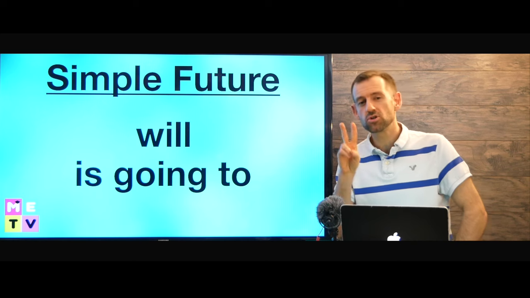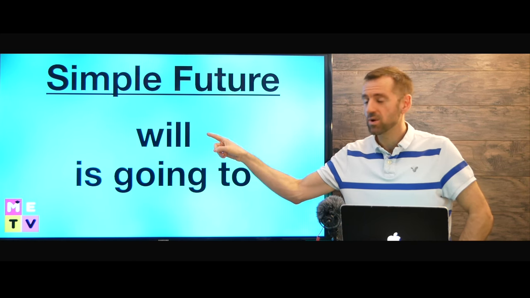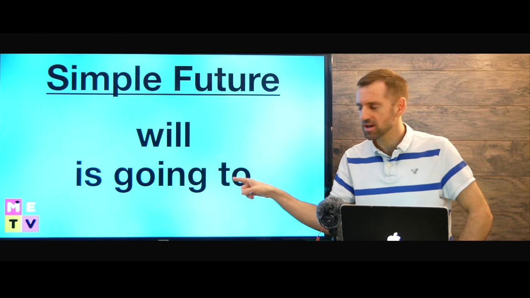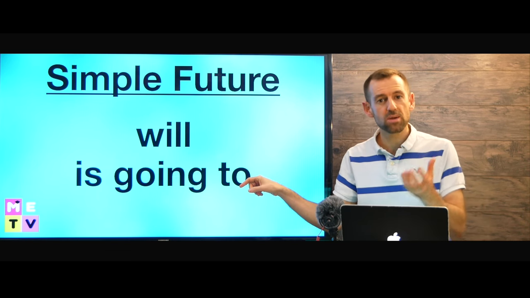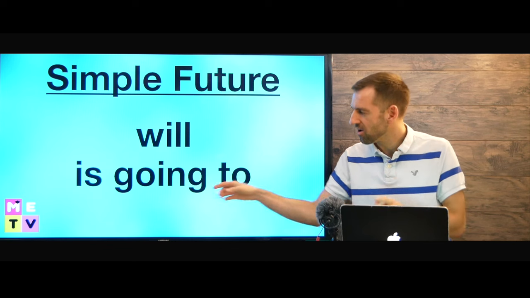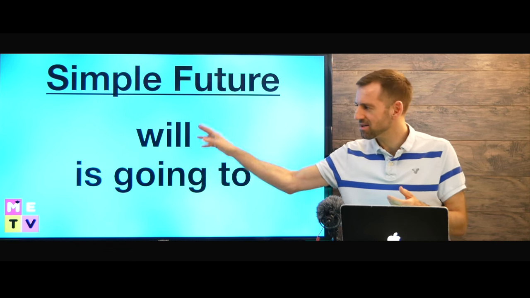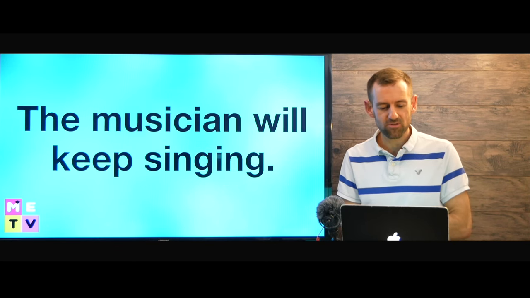So there are two ways we can make the simple future verb tense, right? We can use the word will or is going to. The bartender is going to, or the people playing poker are going to. So is, are, that changes. But these are the two ways we make predictions for the future.